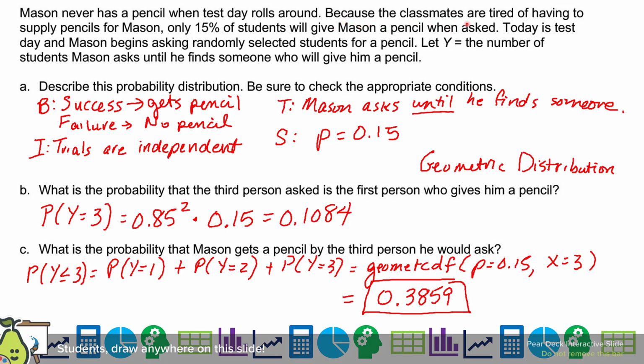Anyways, because the classmates are tired of having to supply pencils for Mason, only 15% of students will give Mason a pencil when asked. That's kind of funny. Today is test day, and Mason begins asking randomly selected students for a pencil. Let y equal the number of students Mason asks until he finds someone who will give him a pencil.